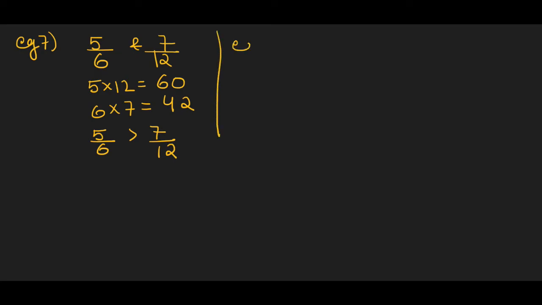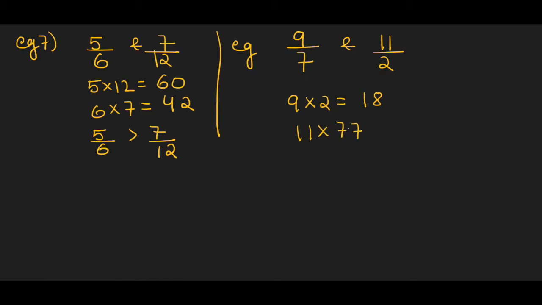Another example that we can look into, suppose I have 9 upon 7 and 11 upon 2. So 9 into 2 equals 18 and 11 into 7 equals 77. 77 is greater than 18. Therefore 9 upon 7 is less than 11 upon 2.